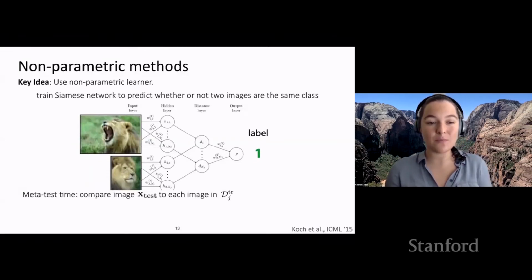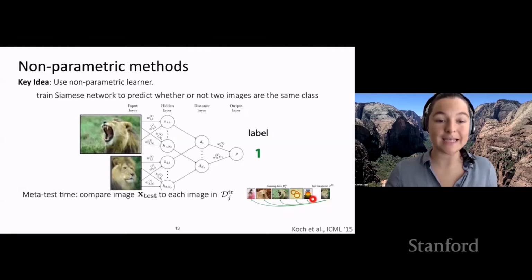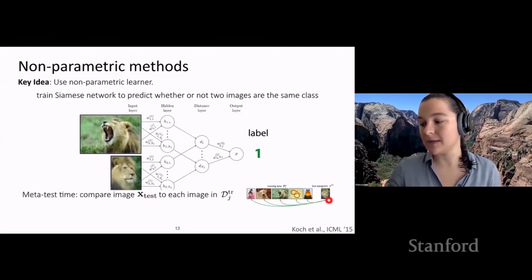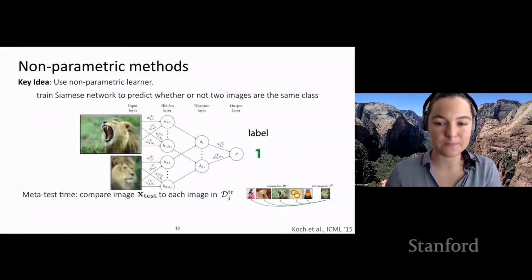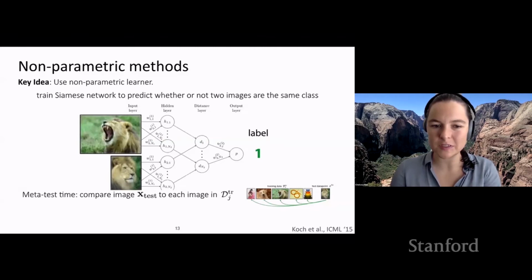And then at meta-test time, when you want to predict the label, you compare your X test image to each of the images in D train and predict the label corresponding to the image that has the highest probability of corresponding to the same class as your test image. Cool. So this was actually an approach proposed in 2015, and it was really one of the first approaches to using neural networks in the context of few-shot learning.